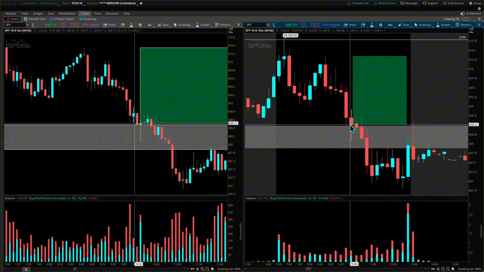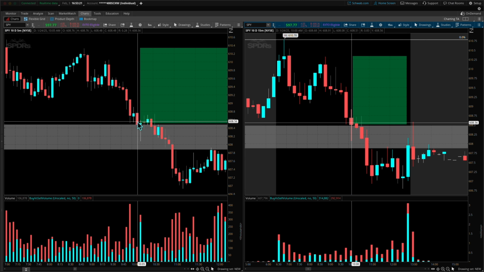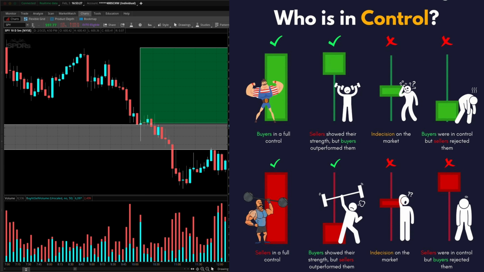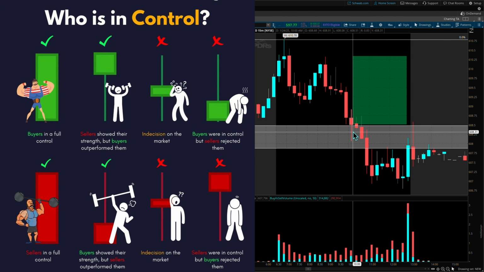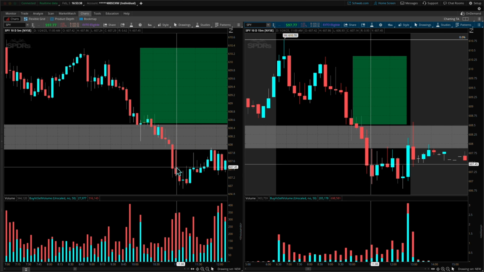So again, look at this. Look where my crosshair's at. This is the 15-minute time frame close, which is this candle here. Pull up the candle strength chart. Who is in control? On a 5-minute time frame, it's sellers. On this 15-minute time frame, it's neutral. But again, let's say you're not really looking at that. Let's say you don't really care. You're thinking it's gonna bounce.